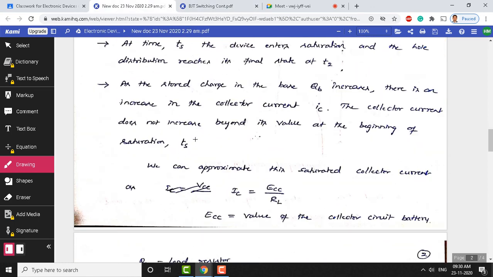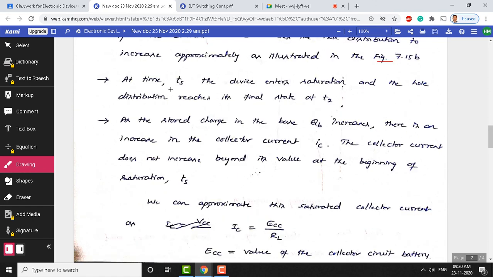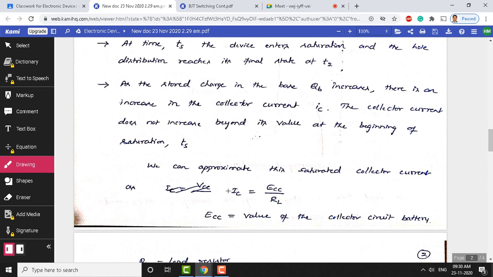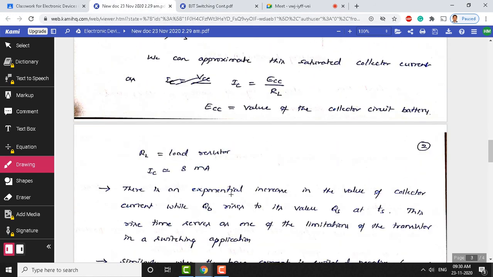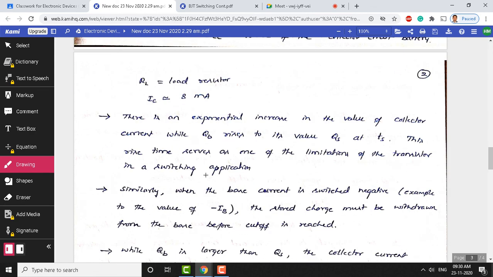You can calculate all these things. QB I already mentioned. At time Ts, the device enters saturation, and the charge distribution reaches its final state at T2. We have calculated the collector current using this expression, ECC by RL. The collector current is the supply voltage ECC divided by the load resistance RL. Using that you can calculate the collector current. In our case, at saturation, the collector current flowing is 8 milliampere.